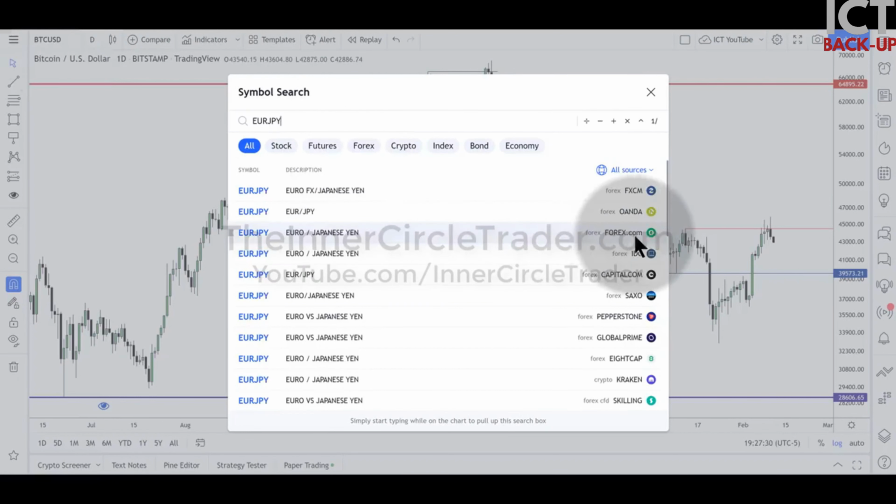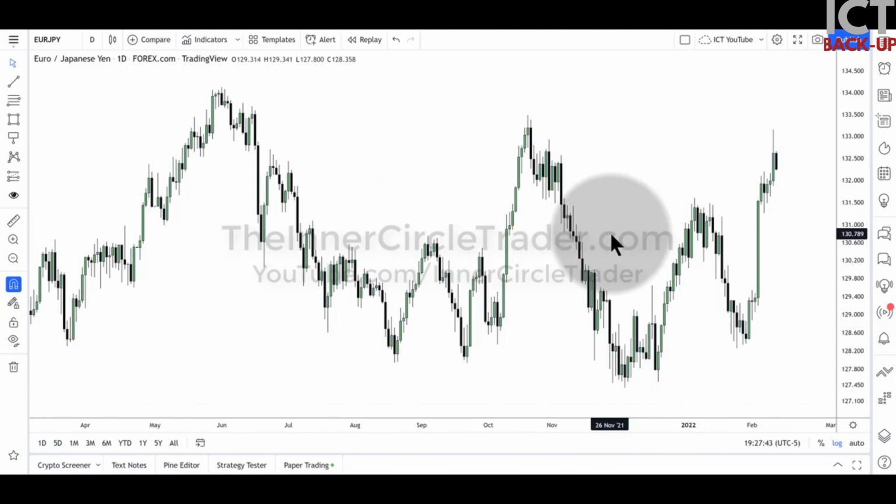Whenever I'm looking at data from TradingView, this is the data feed I use for Forex pairs only, Forex.com. I don't want to use OANDA though. Definitely not them. Alright, so we have the daily chart up for Euro Yen. Just so you know, I hate yen pairs. I can't stand them.